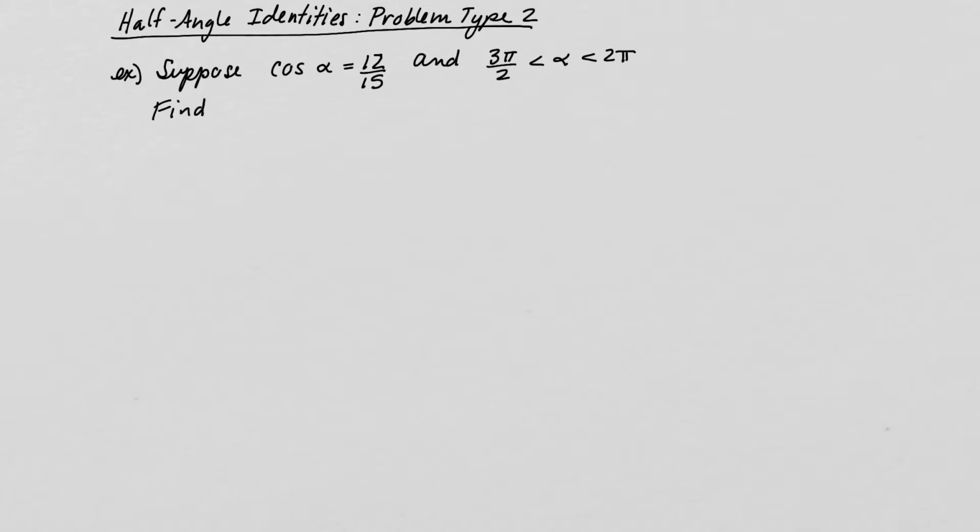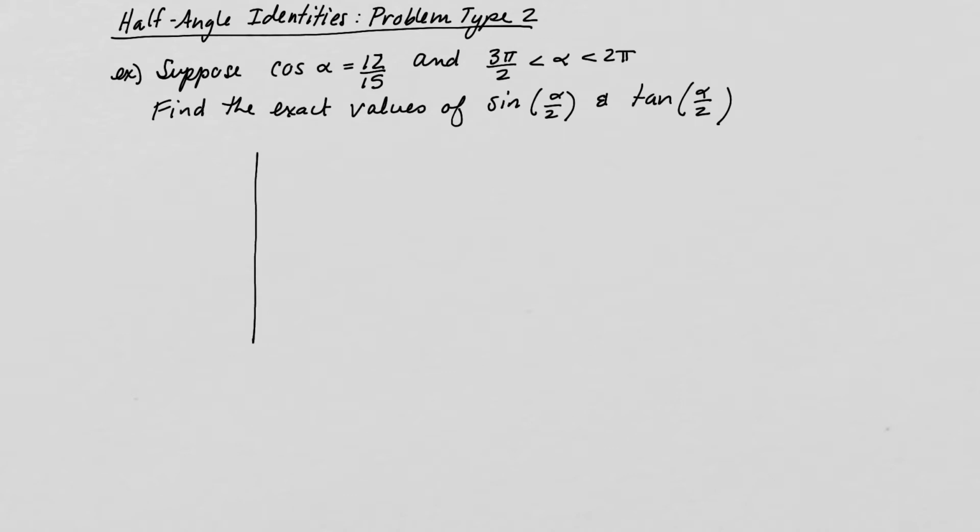Find the exact values of the sine of alpha over 2 and the tangent of alpha over 2. So before we even go about finding the values, the first thing I want to do is draw a picture and figure out where alpha is. They tell us that alpha is between 3 pi over 2 and 2 pi.